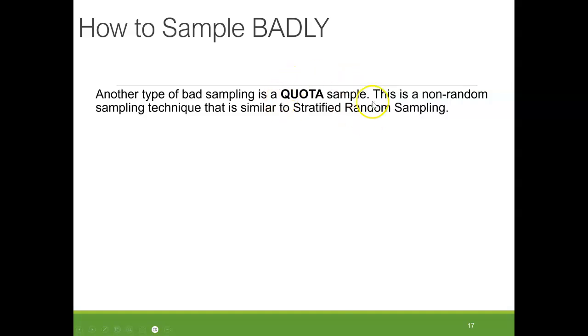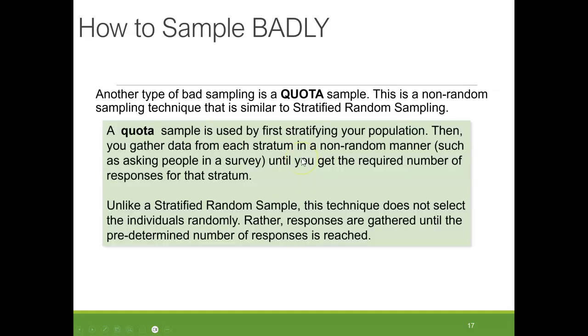Another type of bad sampling is called a quota sample. This is like the non-random version of the stratified random sample. You create your strata just like you do before. Then you gather from each stratum in some non-random fashion, like a voluntary response survey. And you keep sending those surveys out until you've collected the desired number of responses.